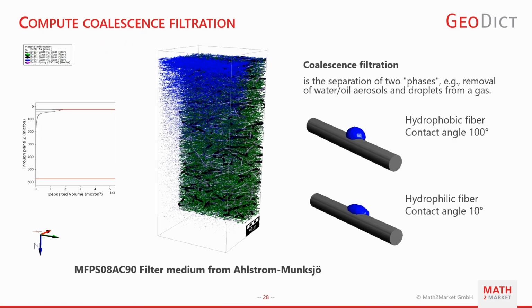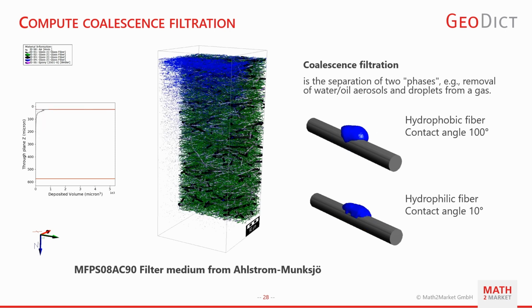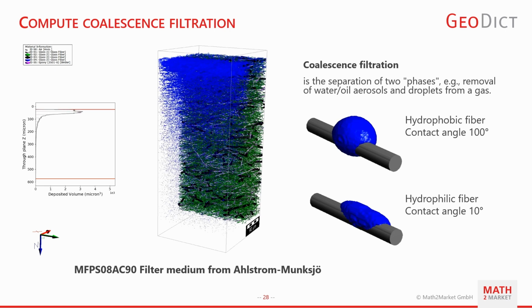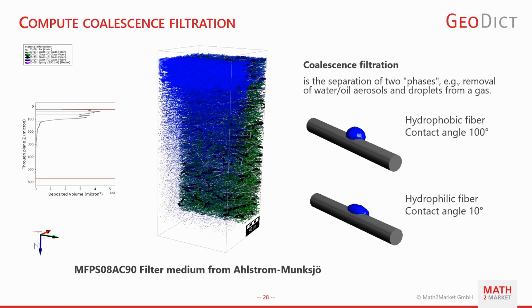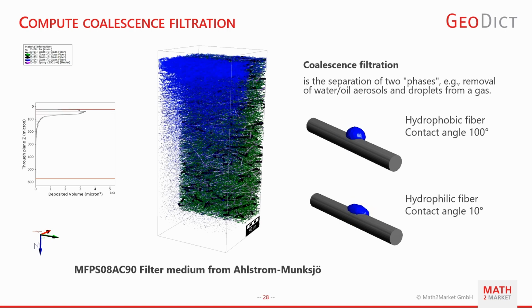Finally, I want to mention the coalescence filtration. Many filtration applications focus on removal of liquid droplets, for example the filtration of water or oil aerosols from a gas. With the new GeoDict version, such filtration processes can finally be simulated with FilterDict. On the left one sees the results of a realistic coalescence filtration, and on the right the growing of a liquid droplet on a single fiber surface for different contact angles.